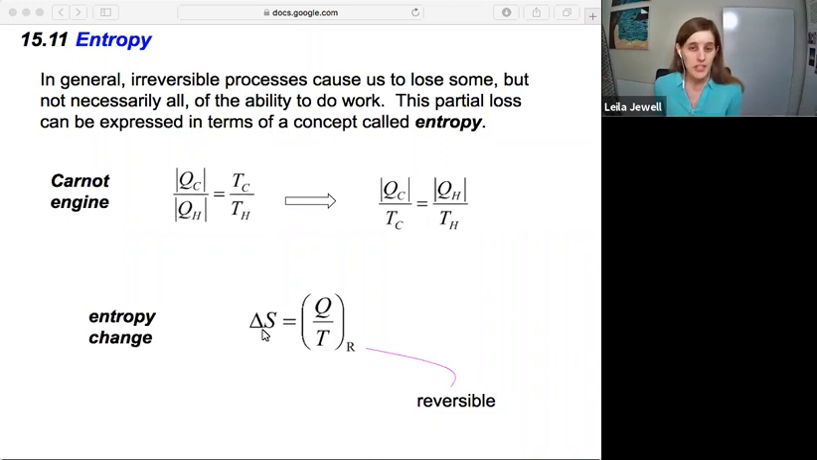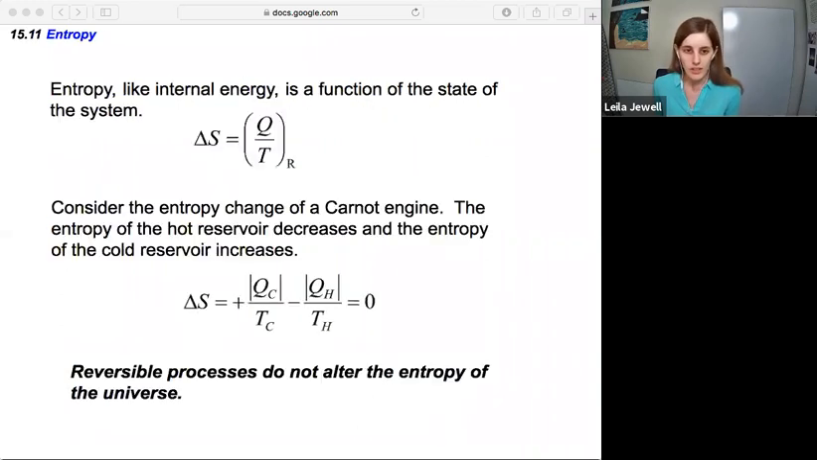So delta S, our change in entropy, is equal to the heat divided by the temperature in Kelvin. We have a subscript R here, because this equation applies to reversible processes. A Carnot engine is an example of something that is reversible. It can operate in either direction. Let's actually try this out with a Carnot engine. We'll do that in just a moment.